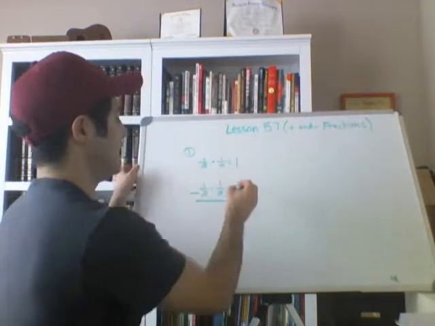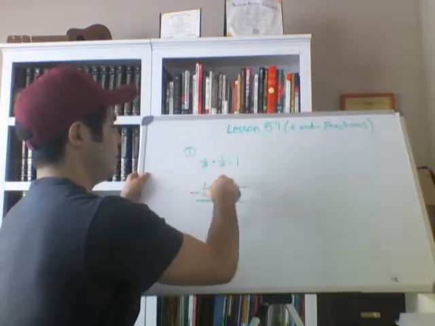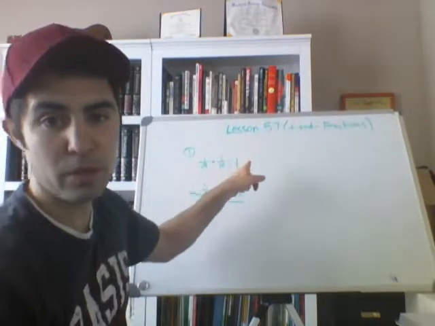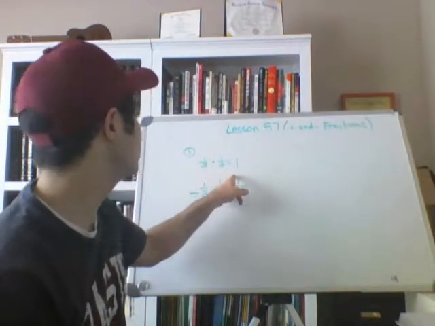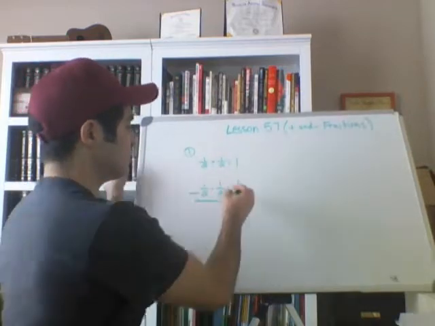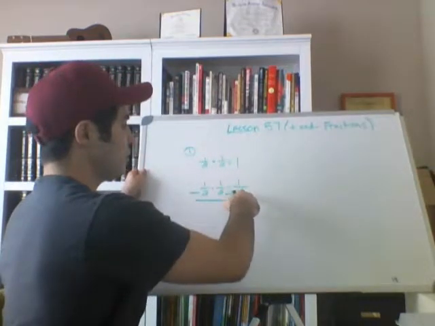Basically half of a half. So you're going to have 1 times 1 is 1, 2 times 2 is 4. So you're going to find the difference between the sum of 1/2 and 1/2, which is 1, and 1/4. Difference means subtract. So you're taking 1/4 away from 1.